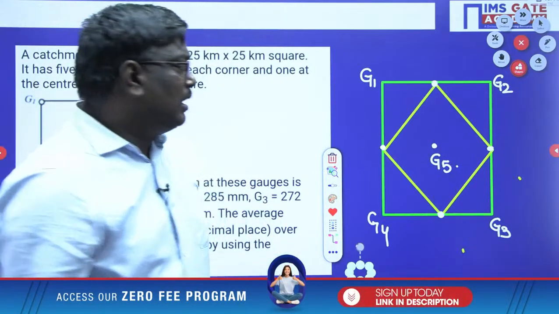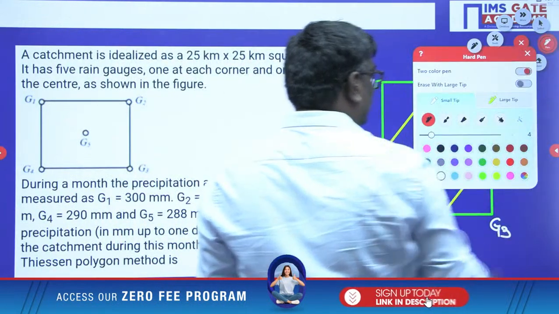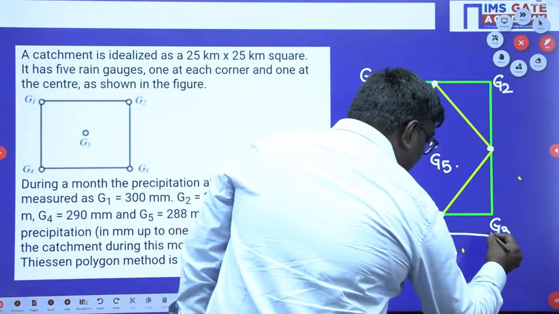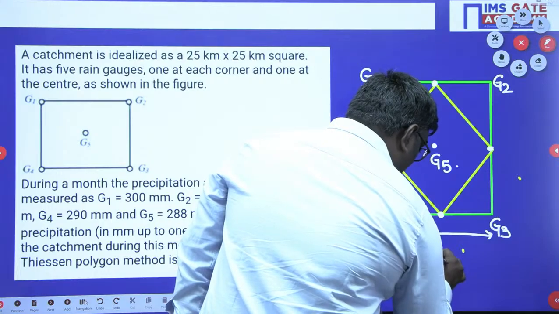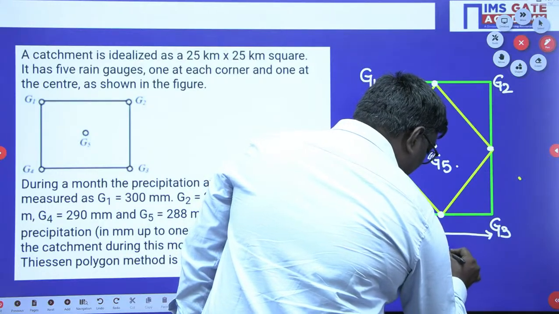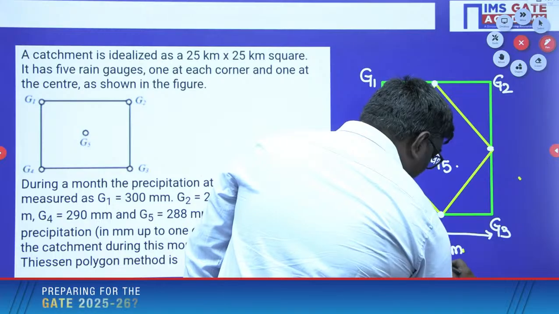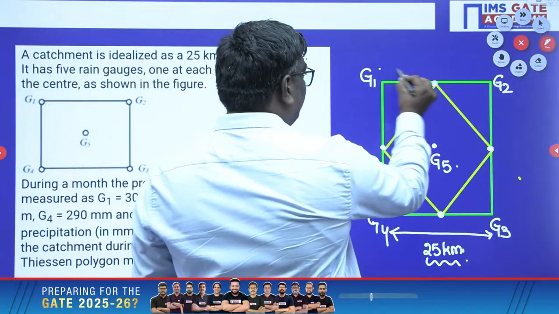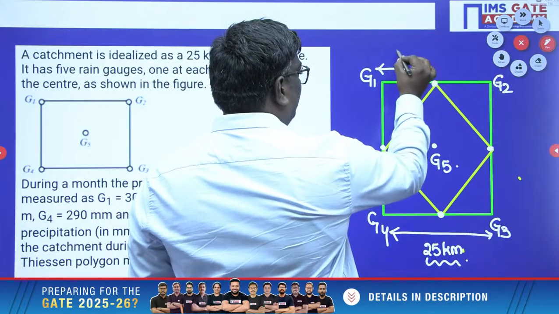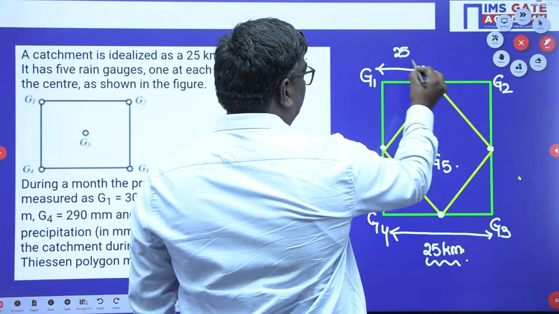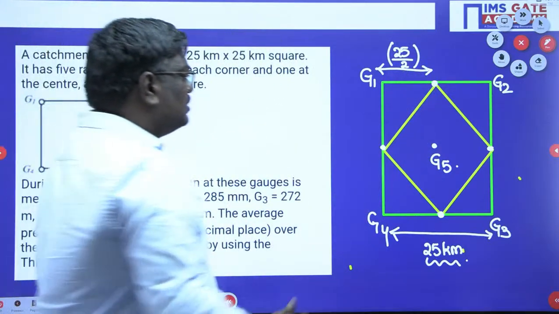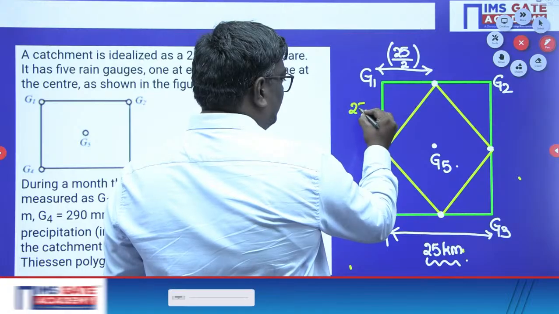Agree? Now, my dear students, what is the length they have given, sir? The length here is given as 25 kilometer. So here, what will be the distance from here to here, sir? This will be equal to 25 by 2, because it is a perpendicular bisector. Similarly, here also it is 25 by 2.